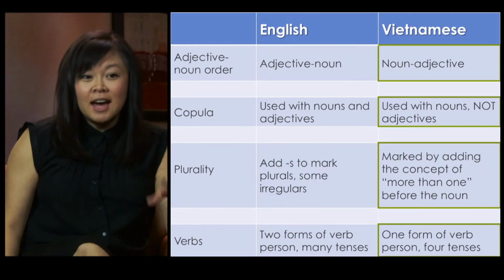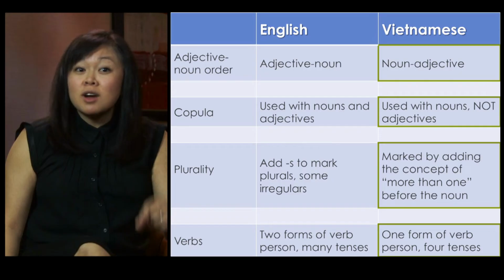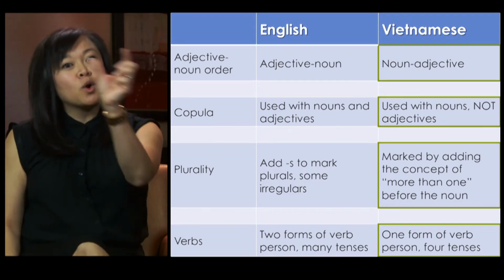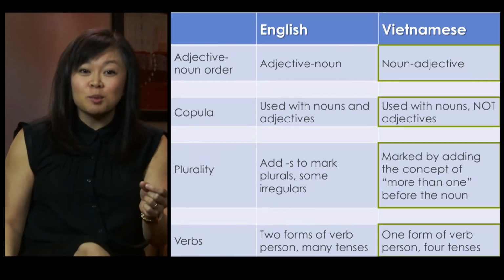syntactically as well. And the last one, this is my favorite difference, is that in Vietnamese, we do not conjugate verbs. Isn't that great? You just say the verb, and then the word that you use before or after it will tell you when that action took place.